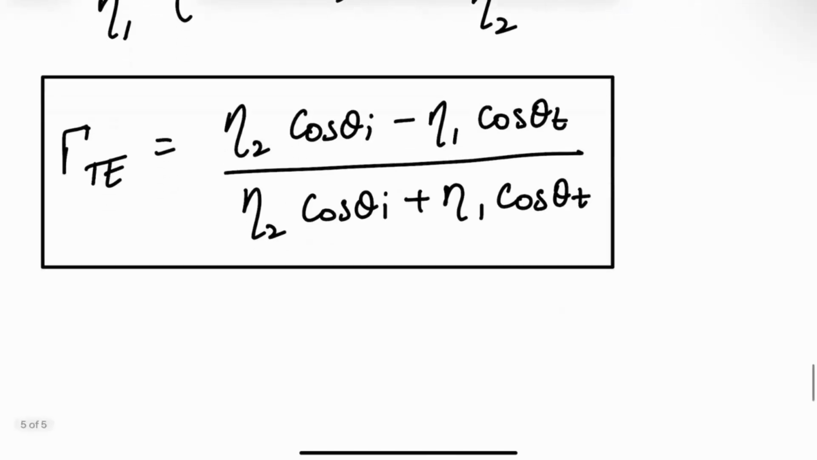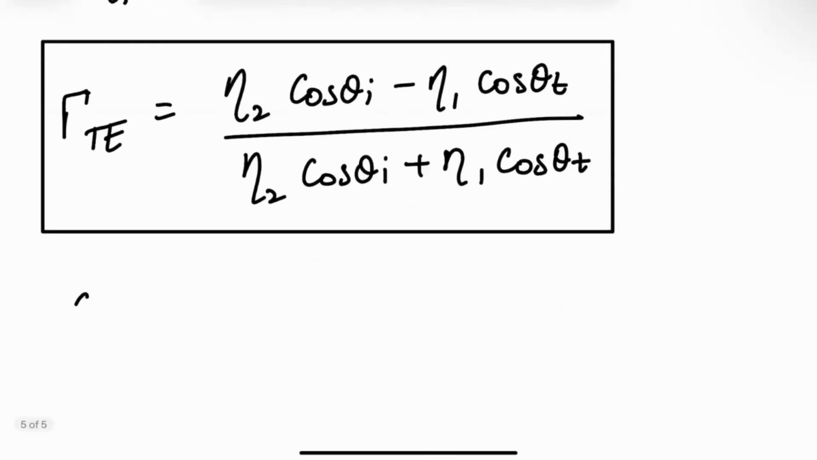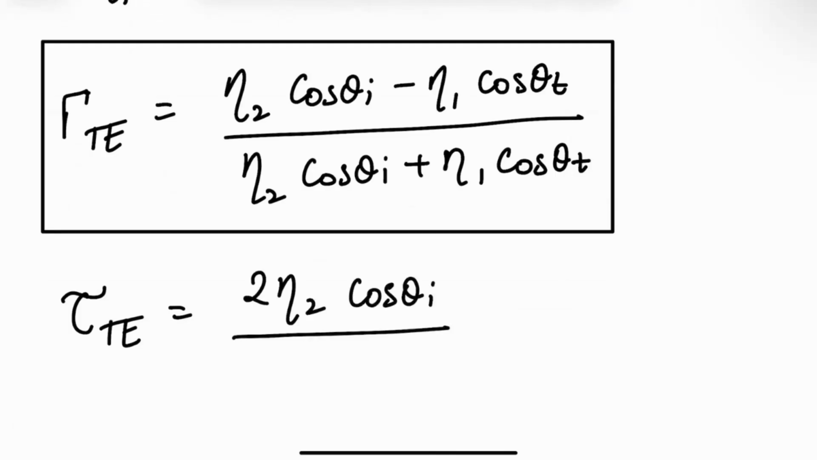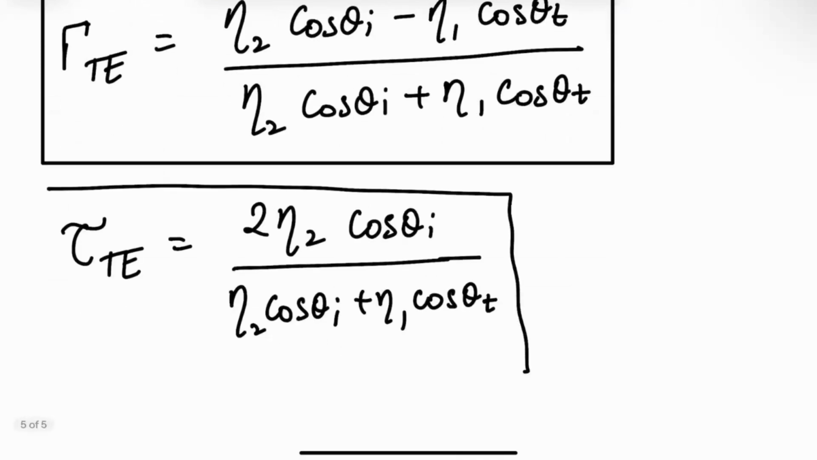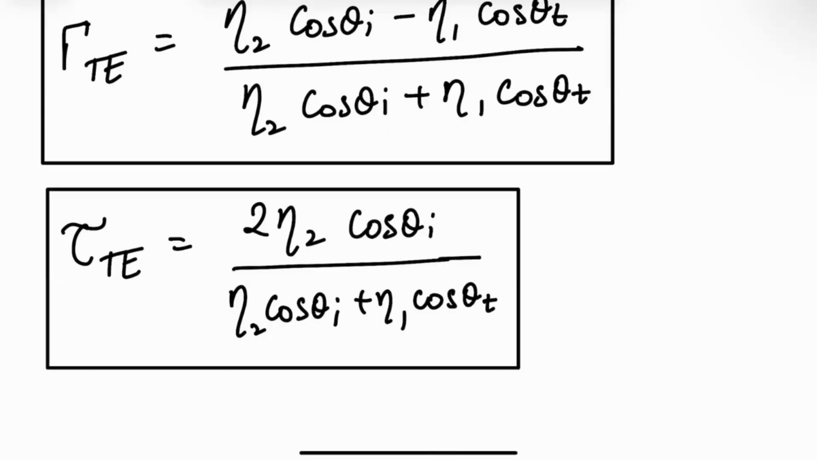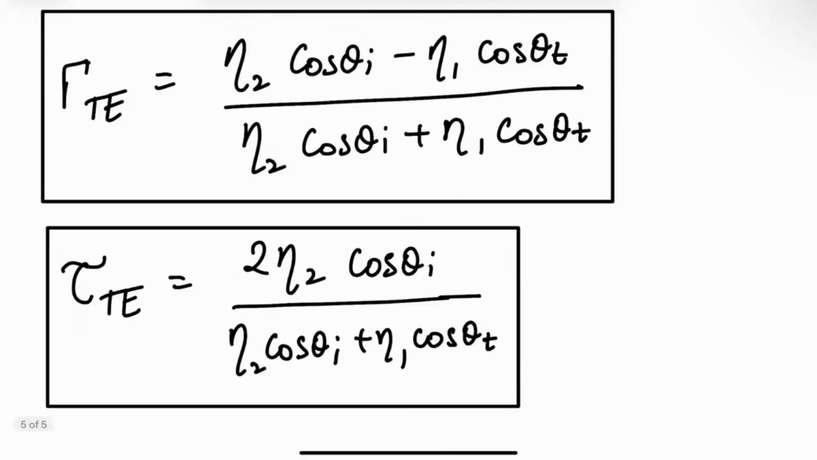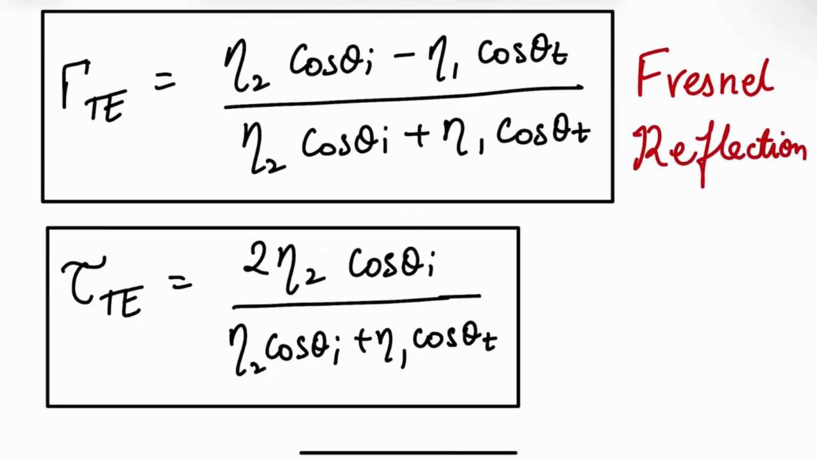This is a very important relationship. And from this, we can also find tau, because 1 plus gamma is tau. It turns out to be 2 eta 2 cosine theta I divided by the same denominator, eta 2 cosine theta I plus eta 1 cosine theta t. These are called the Fresnel reflection and transmission coefficients. This is the reflection coefficient, and this is the transmission coefficient.